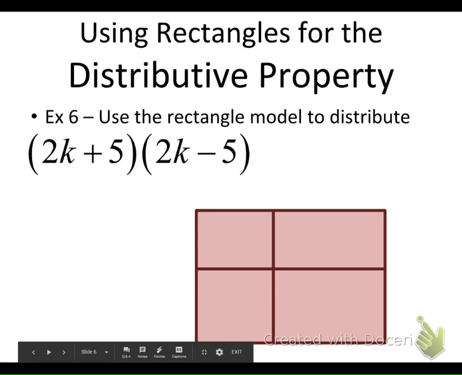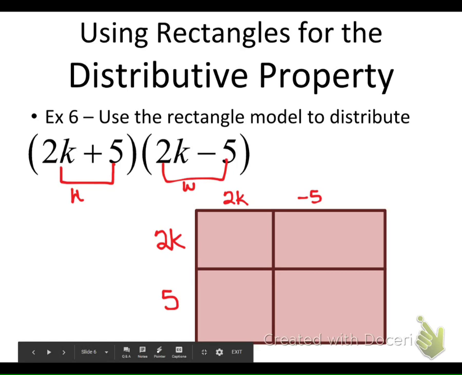So, what's the height of my rectangle going to be here, Daisha? 2K. Okay. And then what's my second height? 5. Okay. What's my width going to be, Mackenzie? Help her out. AJ, what's the width going to be? There we go. 2K and then negative 5. From here, I find the area of each section.